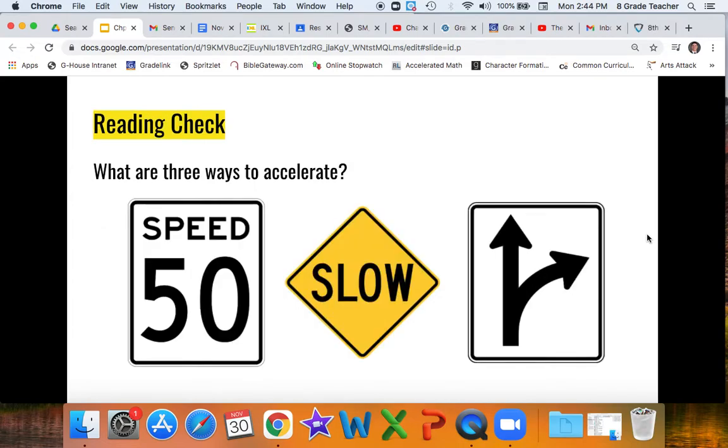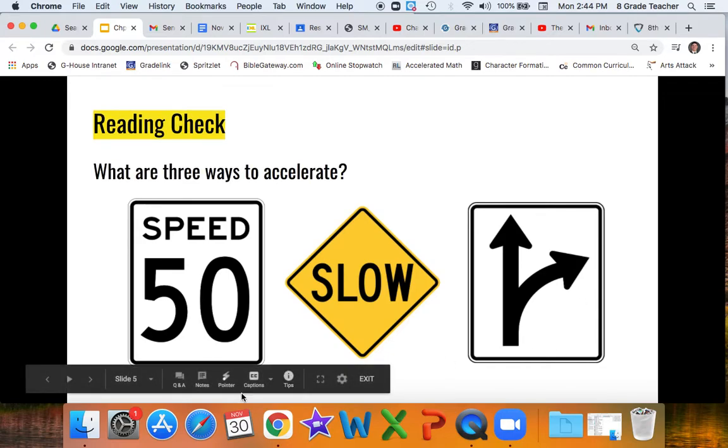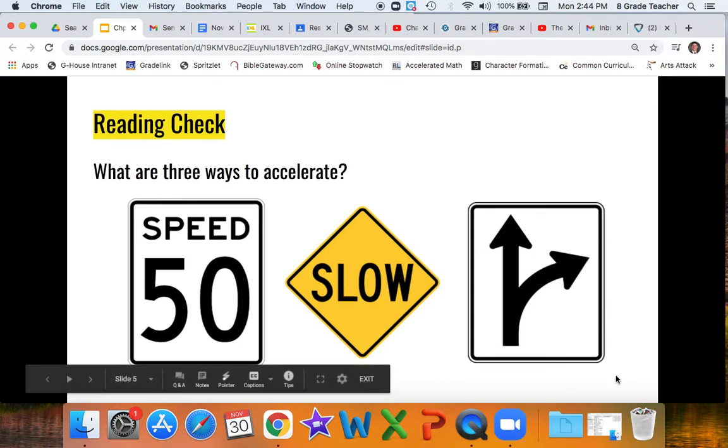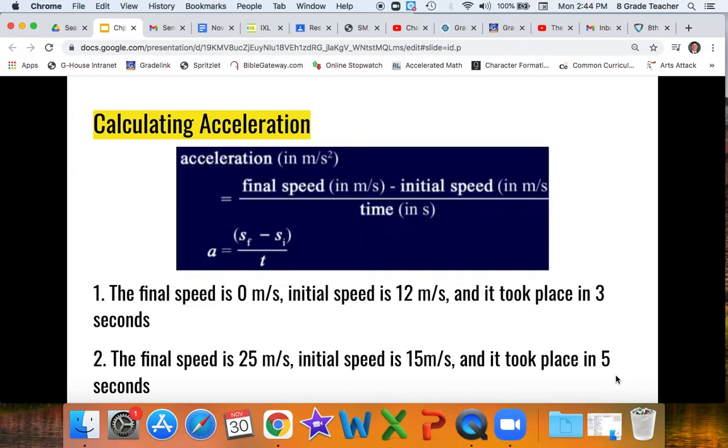Our reading check. What are the 3 ways to accelerate? Here's 3 visual indicators. You can speed up, you can slow down, or you can change direction. You can turn. Anything that's turning or not traveling in a straight line is accelerating because it's in the form of a change of direction. Speeding up, slowing down, and changing direction are the 3 ways to accelerate.